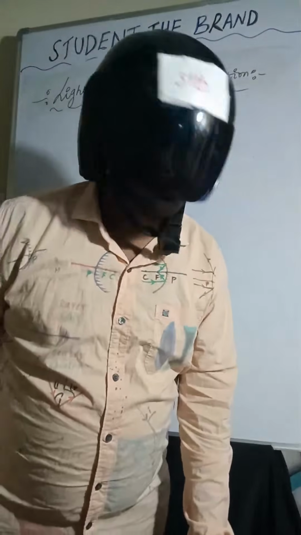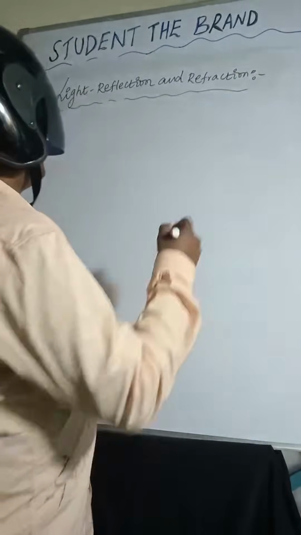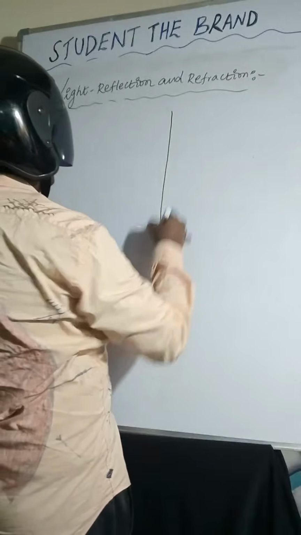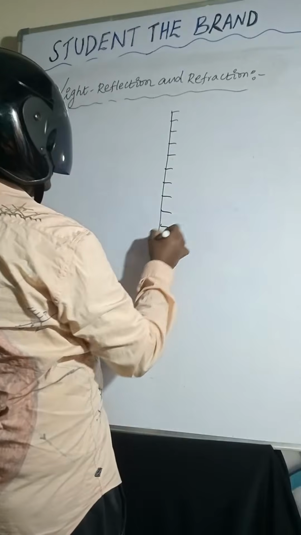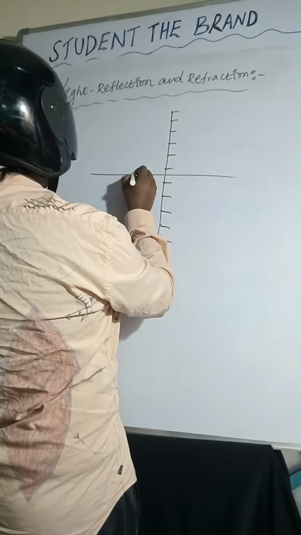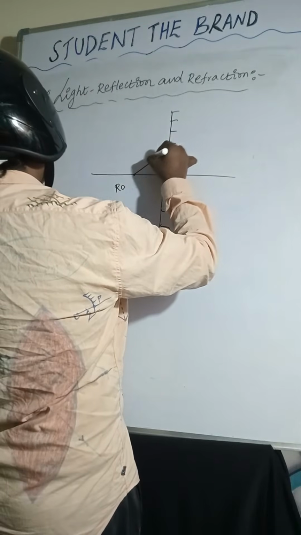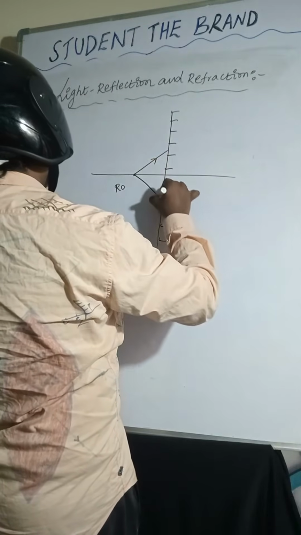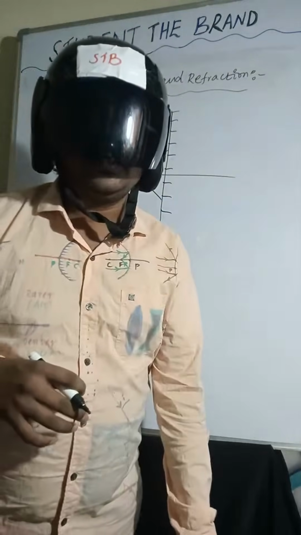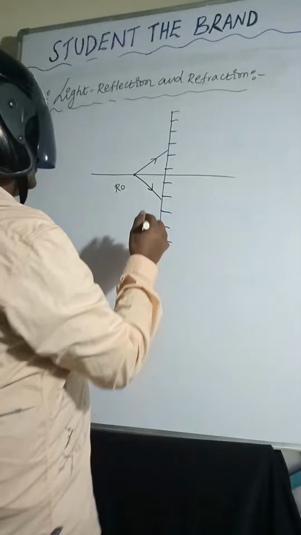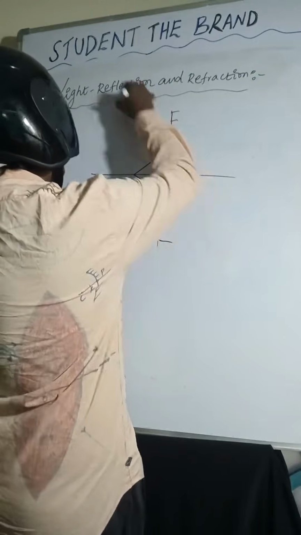Now, object and image. You can see here, this is a plane mirror. Here I am considering the real object. Light rays are coming from here. After reflection, the light rays are moving away from it, like this, and here also.